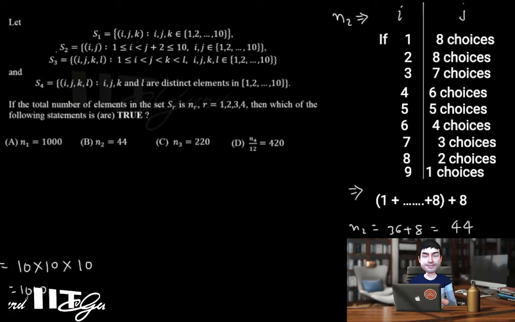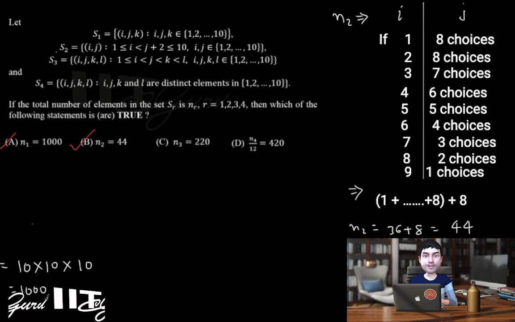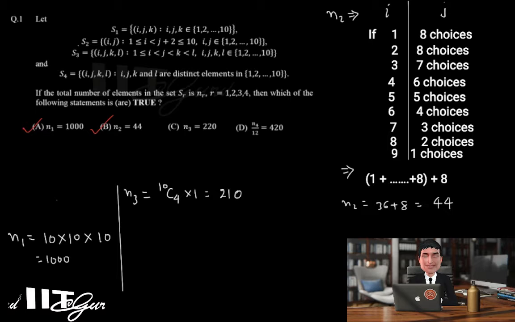If we see here, the first option is correct. The first option is of course 1000, this is correct. The second option is also correct. Think about the third and fourth options. So let's see about the third and fourth options, about N3. What about N3 here? As N3, we got here 210.